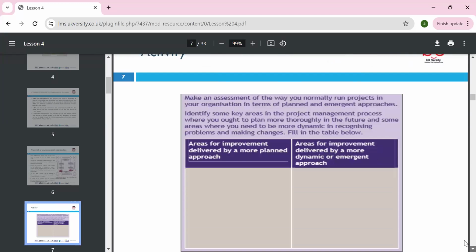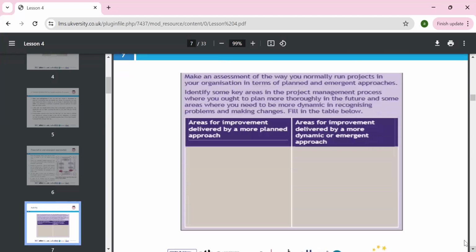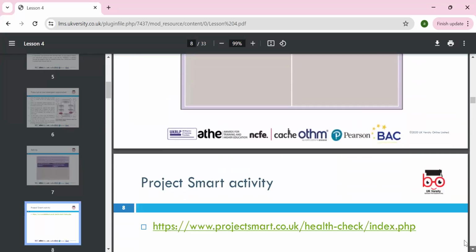Let's make an assessment of the way you normally run projects in your organization in terms of planned and agile approaches. Identify the key areas of the project management process, areas of improvement delivered by a more planned approach, and areas of improvement delivered by a more dynamic or agile approach. Yes. So we can look at these two approaches.